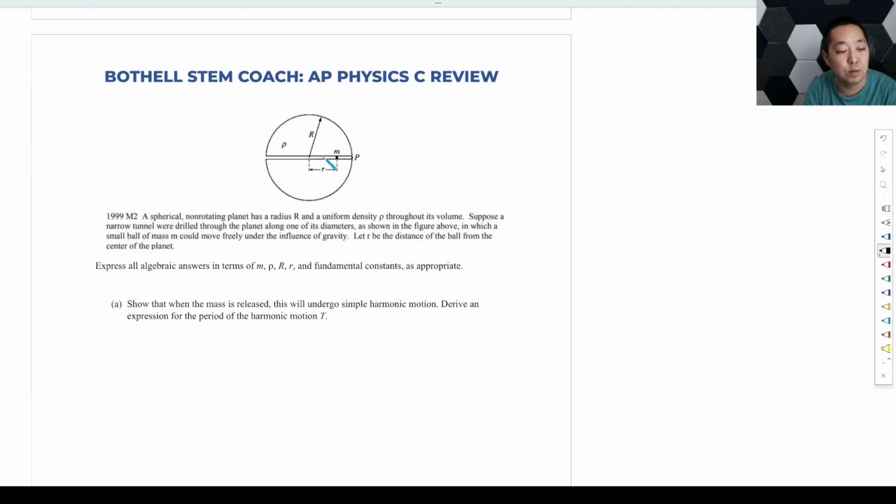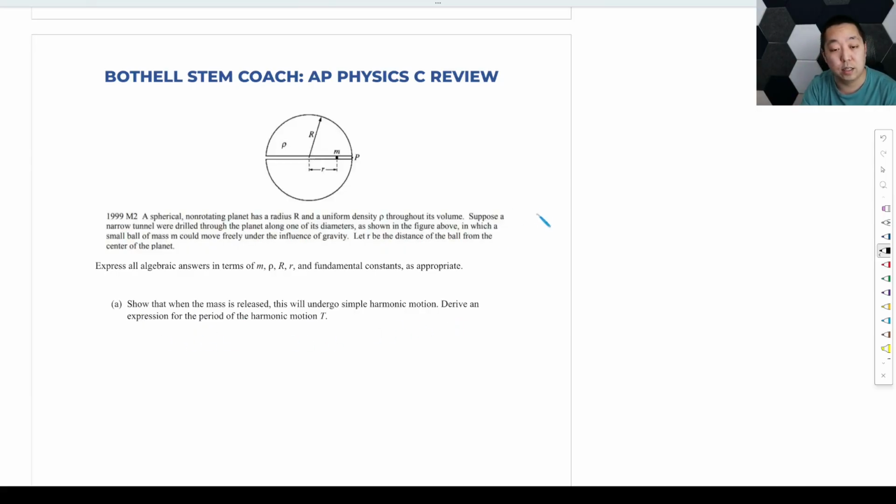Let r be the distance from the ball to the center of the planet. Express all your algebraic answers in terms of m, rho, r, big R, and fundamental constants. I think we need a mass. Oh, yeah, or we can do the density. Show that when the mass is released, it will undergo simple harmonic motion. Derive an expression for the period.